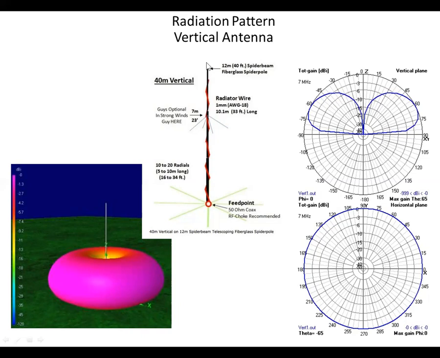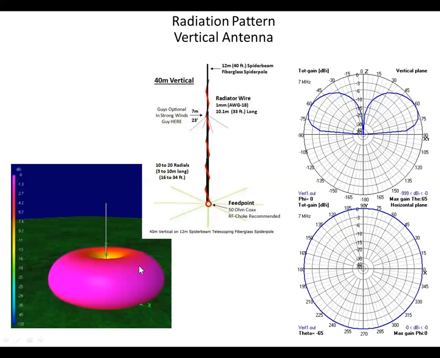So this is one configuration for a 40 meter vertical. This is about 40 feet high, which is close to, let's see, 40 feet, that'd be 10 meters. I'm not sure that adds up. Oh well. So that's typically a schematic of what you might see in a vertical antenna using the radials.